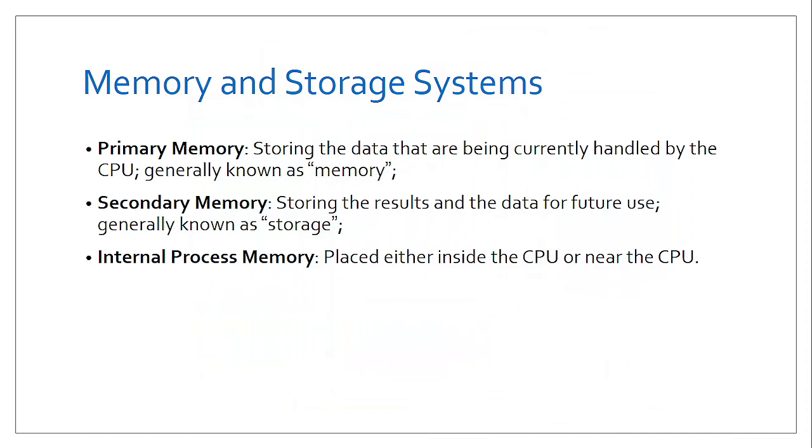Then we can also look at memory in threefold. We have looked at memory as the primary, that is the RAM, that stores temporary data, or the instructions that are being handled by the CPU. We have secondary memory, that is like the hard disk, and then we have the internal processor memory that is stored near the CPU, that is the cache memory that you have looked at, right?